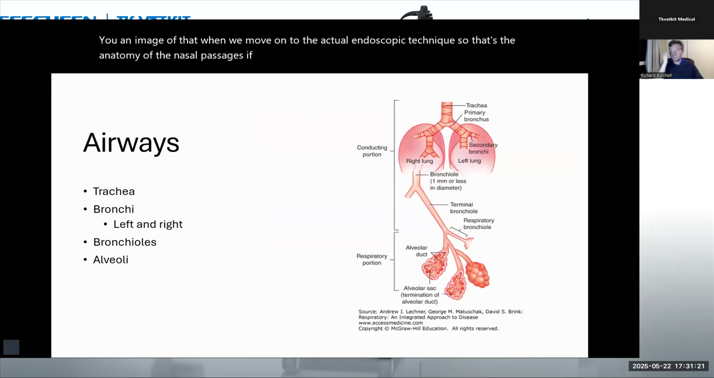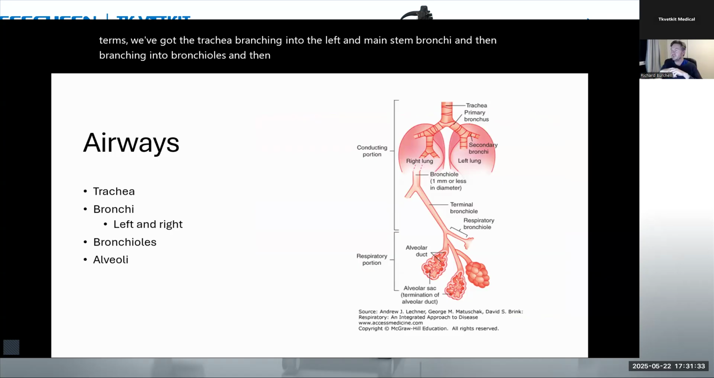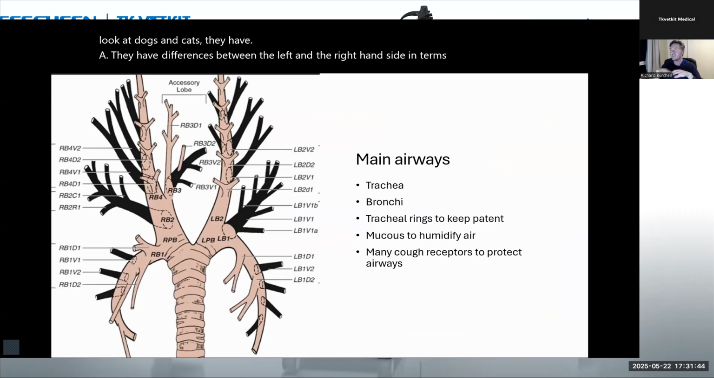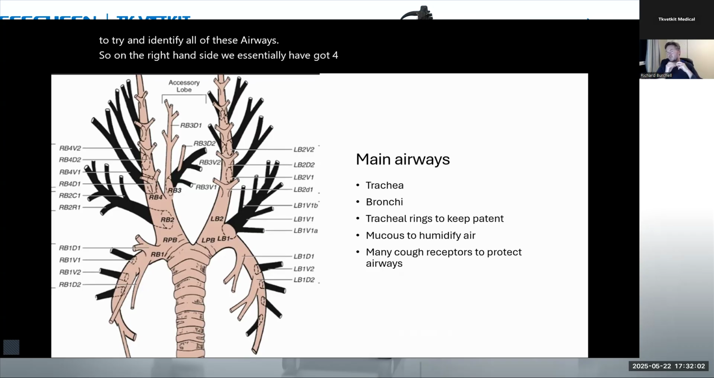If we have a look at the anatomy of the airways, in broad terms, we've got the trachea branching into the left and right main stem bronchi, and then branching into bronchioles, and then ultimately branching into alveoli. Now, when we have a look at dogs and cats, they have differences between the left and the right-hand side in terms of how their airways branch. And when we are doing endoscopy of the airways of a dog or a cat, we want to try and identify all of these airways. So on the right-hand side, we essentially have 4 major branches that we want to identify.